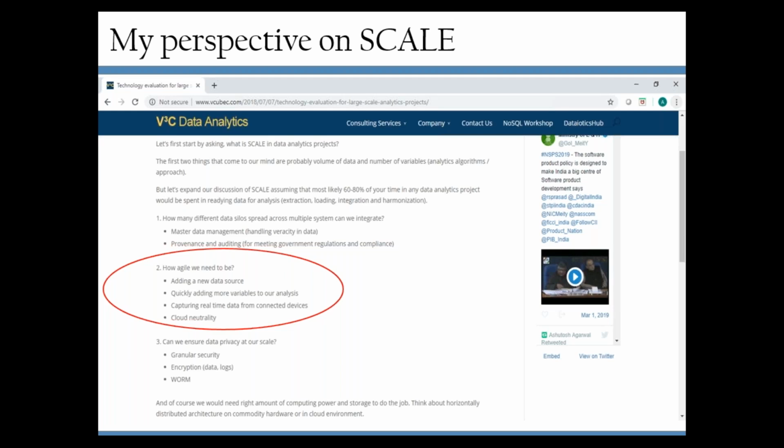And are you even able to add those data sources? How quickly you are able to do that with your engineering infrastructure becomes very important, right? So if you don't have that, you won't be able to quickly add more variables to your training model, and you won't be able to do the real-time data from the connected devices, because the data could come in really, really very fast.